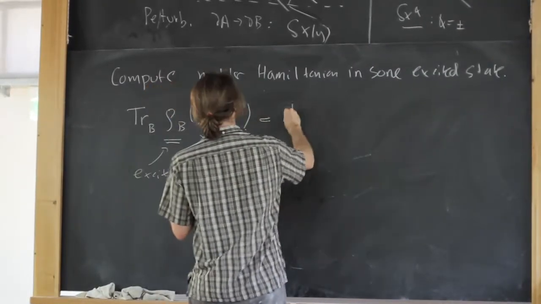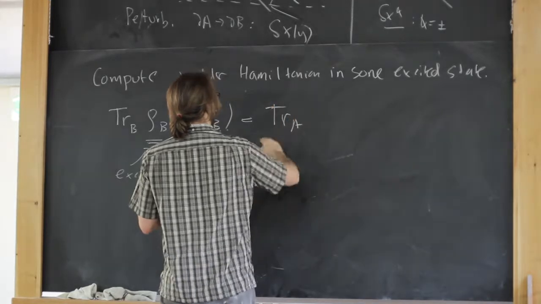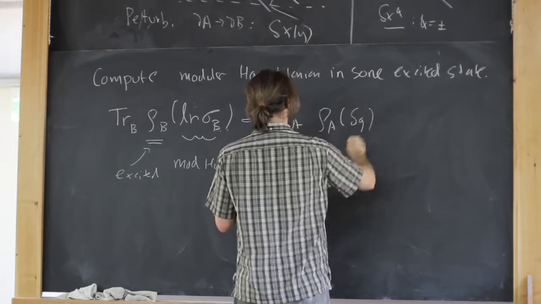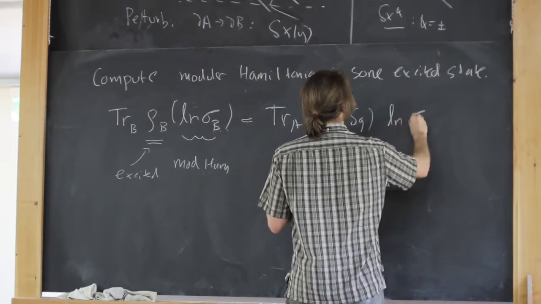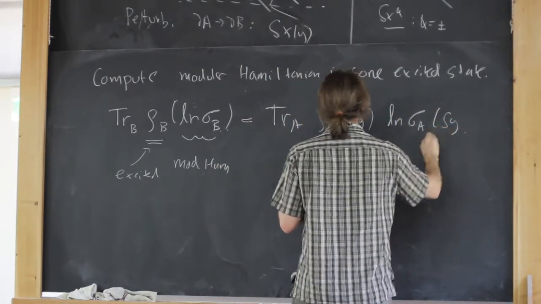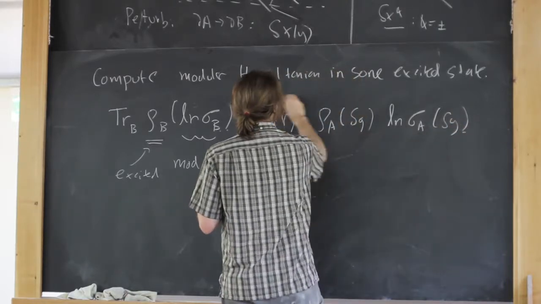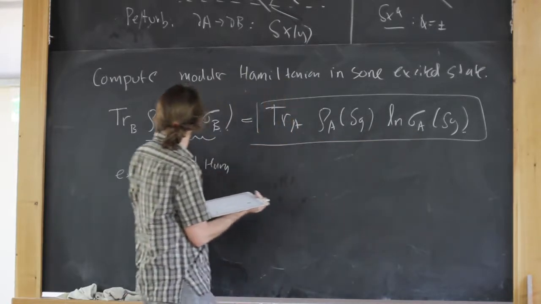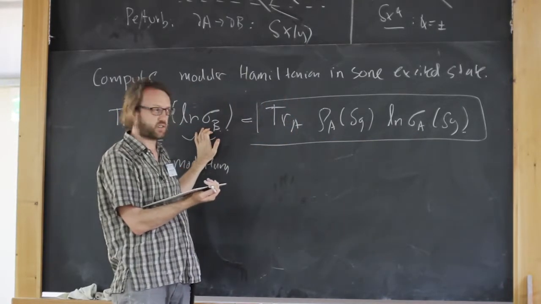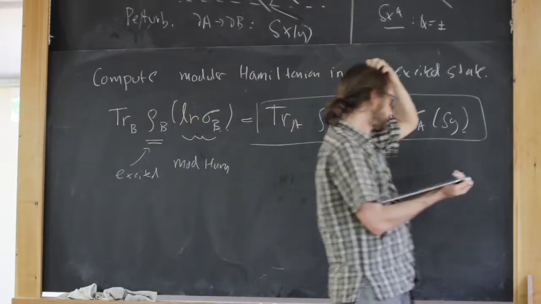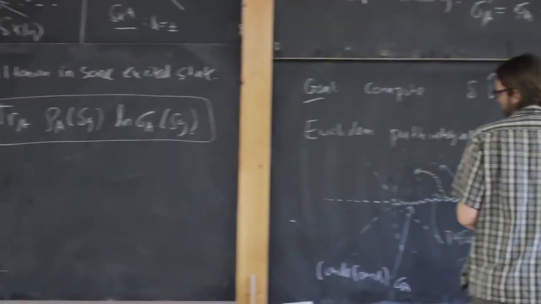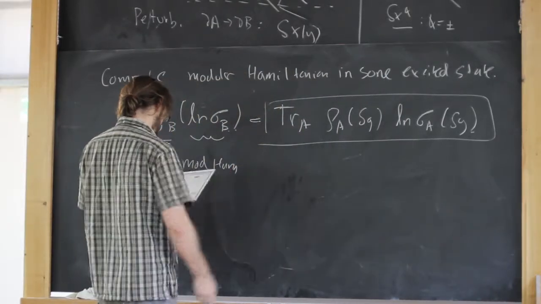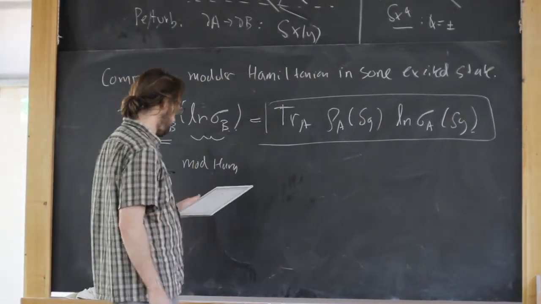So this becomes the trace over rho A in the presence of some deformation times log sigma A in the presence of some deformation. And so we need to do the deformation for both density matrices because we're changing the region for both density matrices. Okay, so then this is easier to work with because the region is A, and this is what we're going to expand.